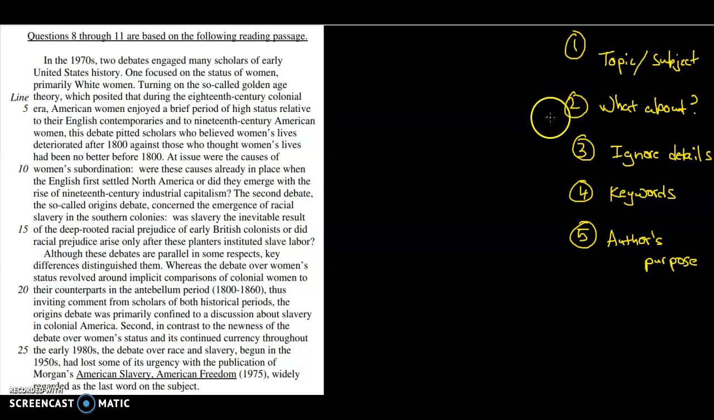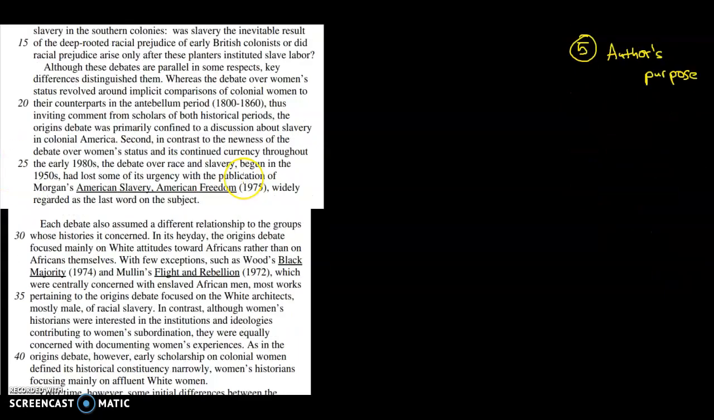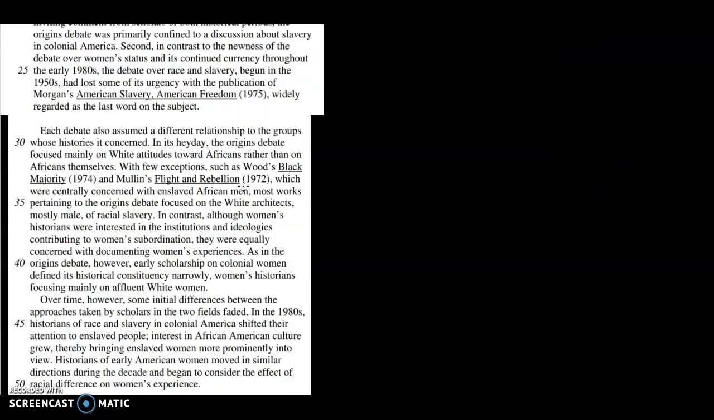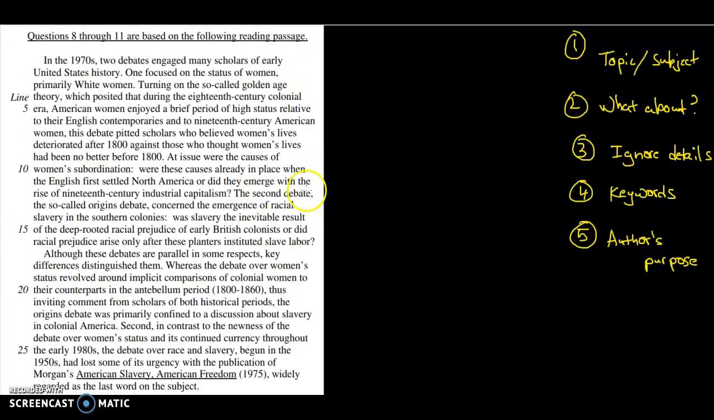So the first thing I want to do is review our five points of what we're looking for in a given passage. And yes, not everything on the GRE is going to be as long as this. You can see this is about four paragraphs and relatively complicated. But nevertheless, this is what we're looking for.